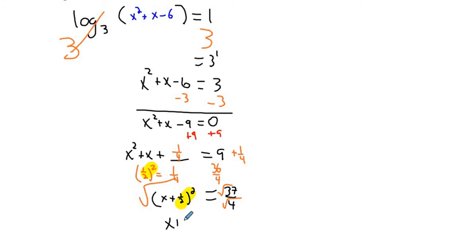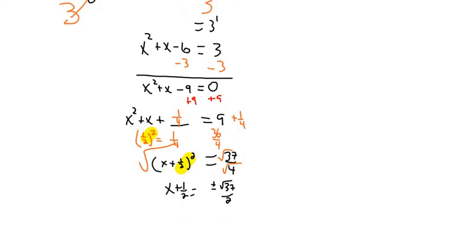So we get x plus a half is now equal to plus or minus the square root of 37 over 2, because the square root of 4 is 2. And then I subtract a half on both sides, and I get -1/2 plus or minus the square root of 37 over 2. Again, what I did in my last step is I subtracted a half.